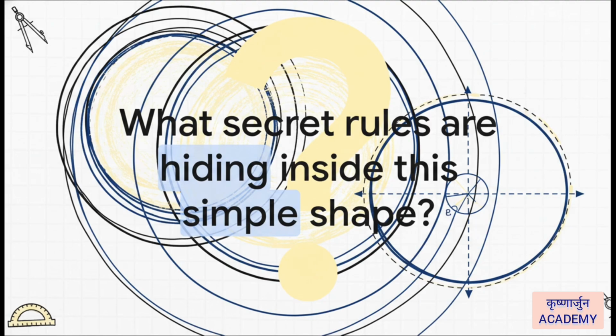So what are we even talking about here? What are these secret rules and relationships hiding inside what looks like just a simple shape? How do basic lines and angles start acting differently the second they're inside that perfect circle? Well, that's exactly the mystery we're going to solve together.